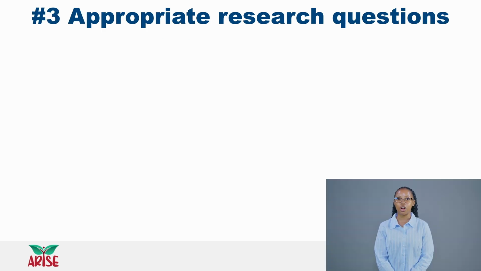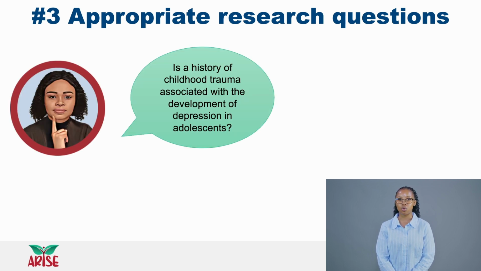The third key feature of case control studies are the research questions they can answer. Here are a few examples. Is a history of childhood trauma associated with the development of depression in adolescence? In this example, the cases are adolescents diagnosed with depression, while the controls are adolescents without a diagnosis of depression. The exposure being examined is the presence or absence of childhood trauma, which is assessed through questionnaires or clinical records. The data analysis would involve comparing childhood trauma between the two groups to determine whether there's an association between childhood trauma and developing depression.